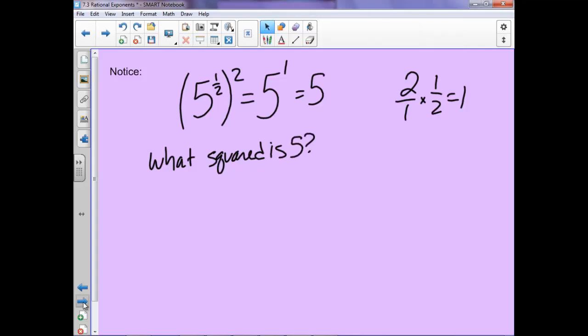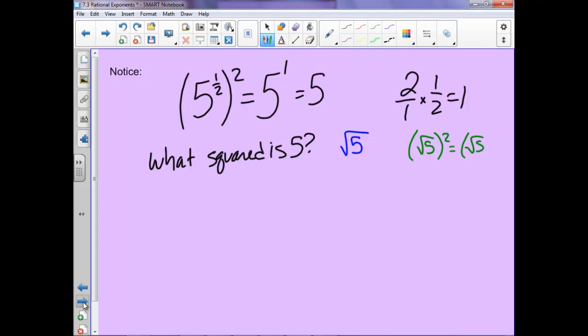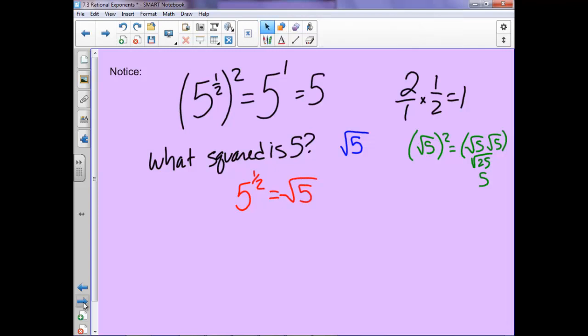Well, what number, when we square it, gives us 5? And the answer to that is the square root of 5. And that's because if we were to have the square root of 5 squared, that's the square root of 5 times the square root of 5, which is the square root of 25, which is 5. So what this tells us is that 5 to the 1/2 is the same thing as the square root of 5. So we're going to use this idea.